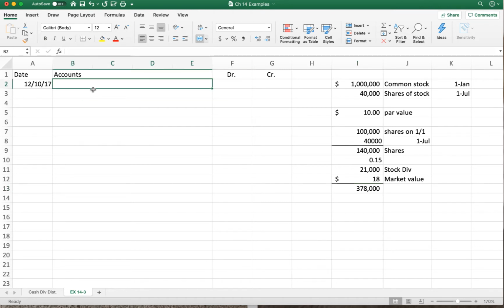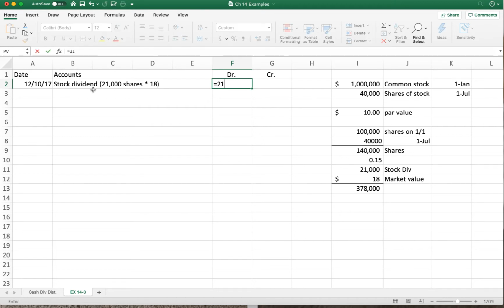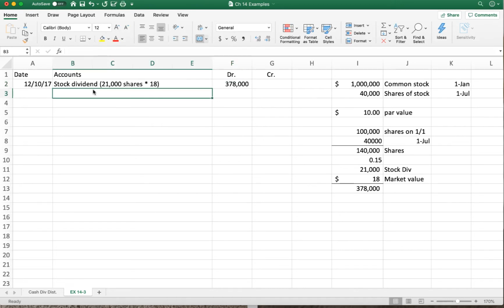Okay, so hopefully you've checked your notes. You know that we need to debit stock dividend account for how much? Well, we already figured that out. That's going to be the 21,000 shares times the market value, because it is a small dividend. We're going to use the market value of $18. And our debit is the $378,000. We already figured that out down here.